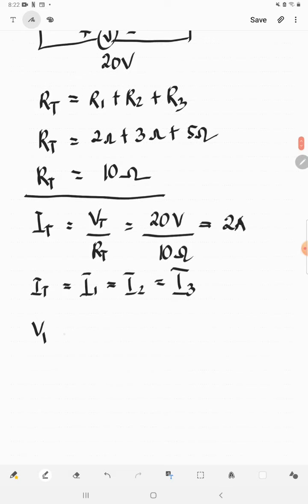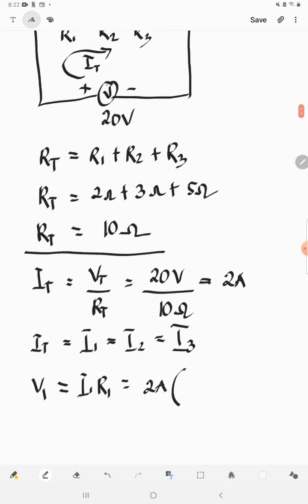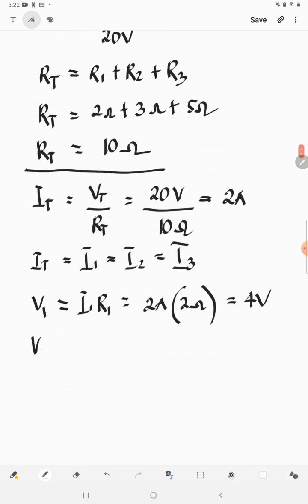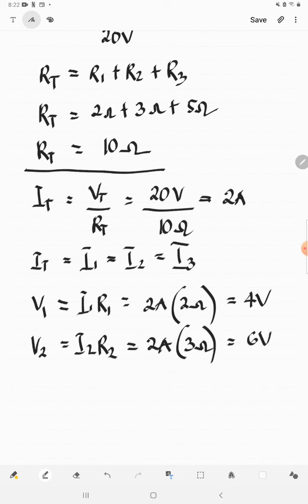Now, our next step is to find the V1. So V1 is equal to I1 times R1. I1 is equal to 2 amperes times your R1, which is your 2 ohms. Therefore, your V1 is 4 volts. Okay? In like manner, our V2 is I2 times R2. So 2 amperes times 3 ohms. So this is 6 volts.